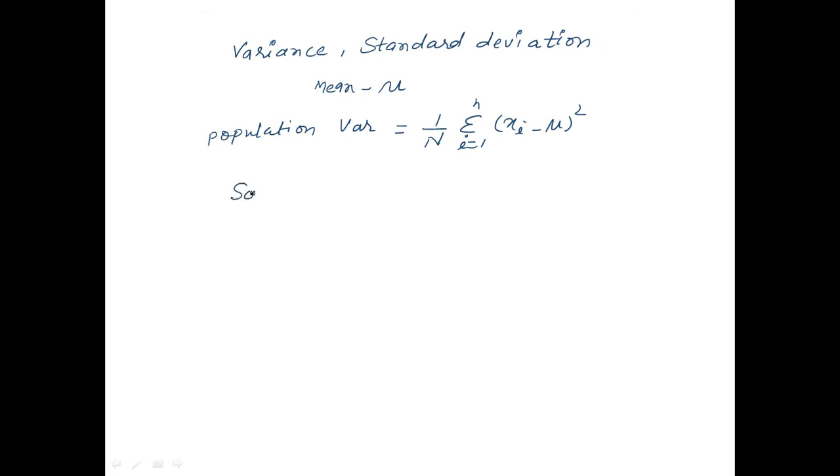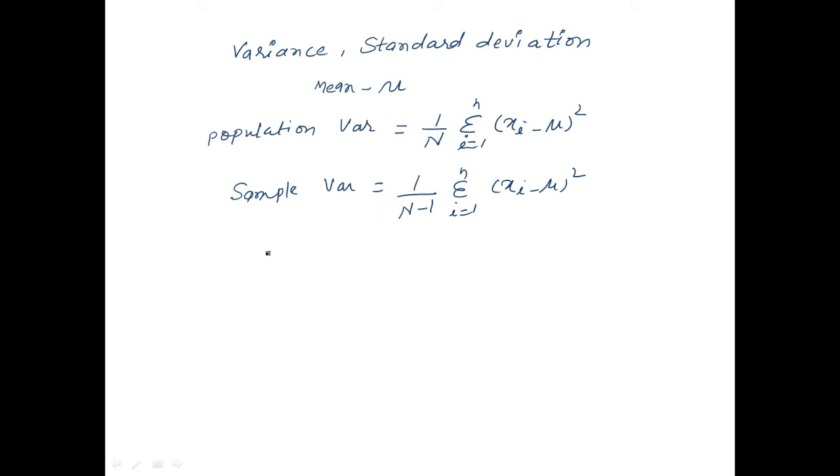In case of sample variance, the formula will be slightly changed. In the denominator term, we use n minus 1: summation i equal to 1 to n, (xi minus mu) square. So the only difference between the population variance and the sample variance is the denominator term. We use n minus 1 in the denominator, which is also called the degree of freedom.